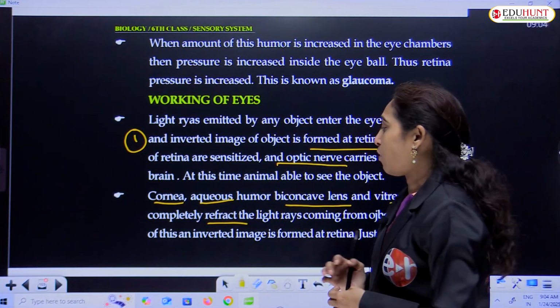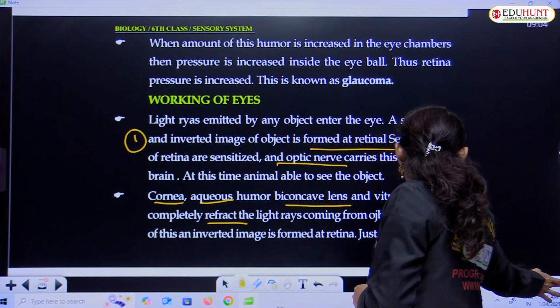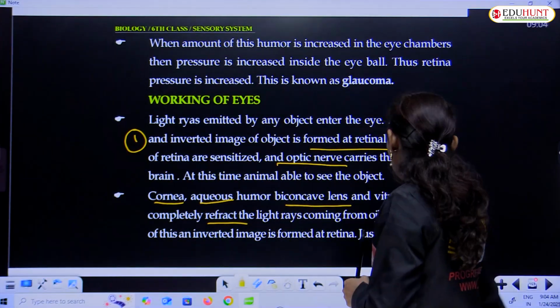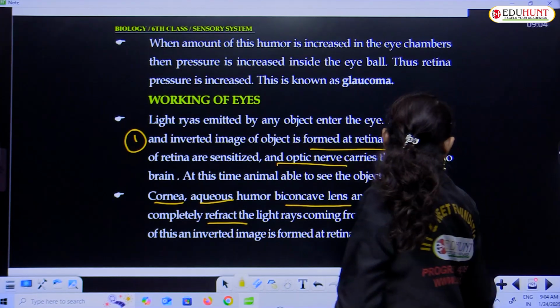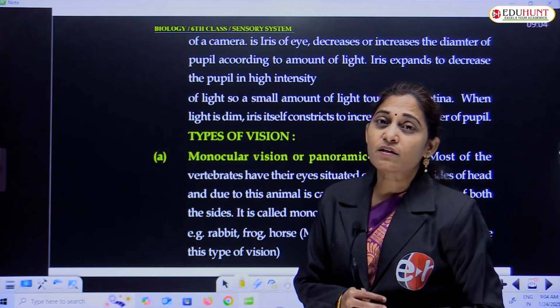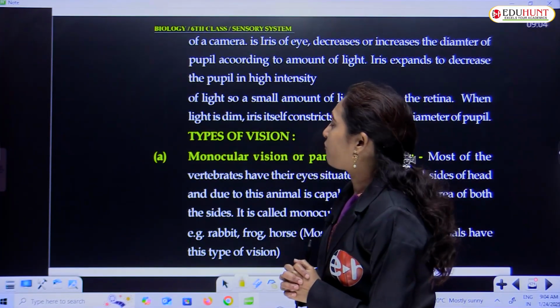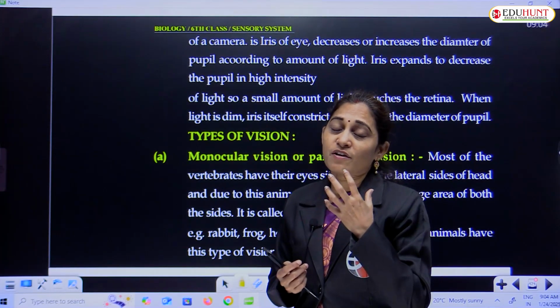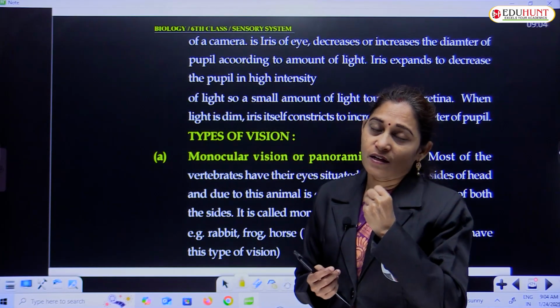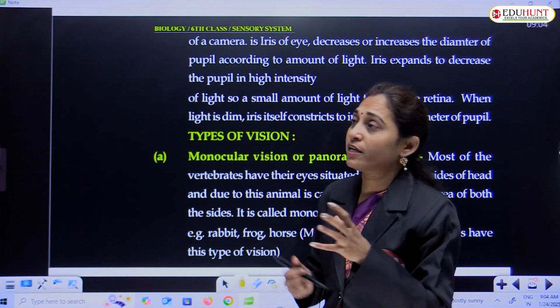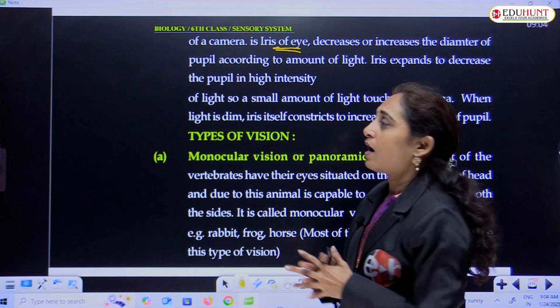As a result of this, an inverted image is formed in the retina. And just like a diaphragm, how it operates, it regulates the light rays. In the same way, the diaphragm of a camera regulates the light rays and the beam of the light. In the same way, the regulation is also seen in the iris of the eye.